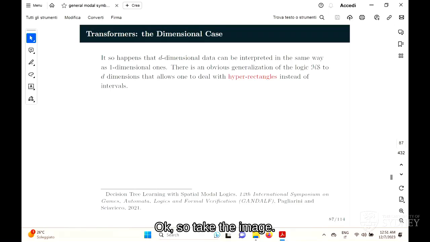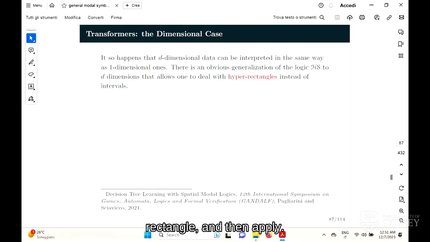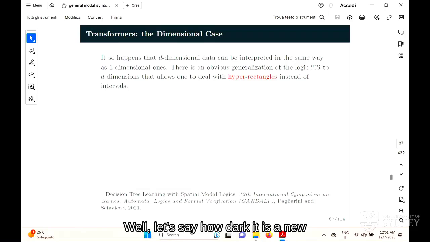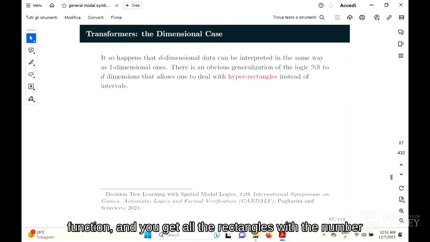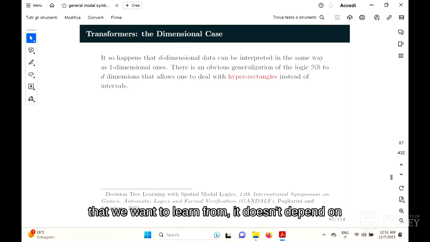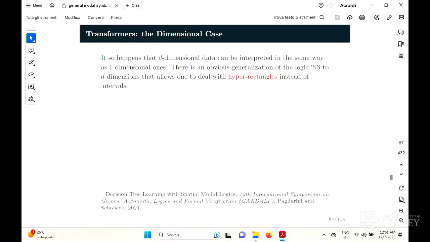Okay, so take the image, the interval becomes a hyperinterval, in this case a rectangle, and then apply what is important, how dark it is. Let's say how dark it is is a new function, and you get all the rectangles with the evaluation of how dark they are. And now it so happens that whatever we want to learn from it doesn't depend on how dark the whole image is, but on the fact that there is a dark patch within a less dark one. Now we can pick it up.